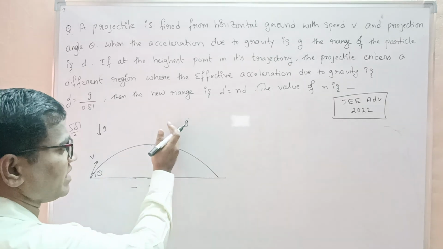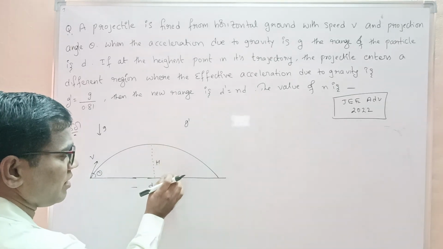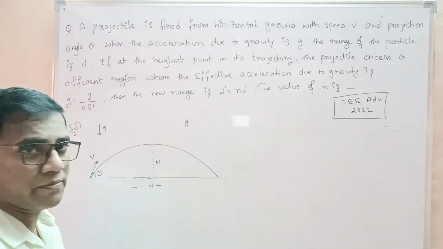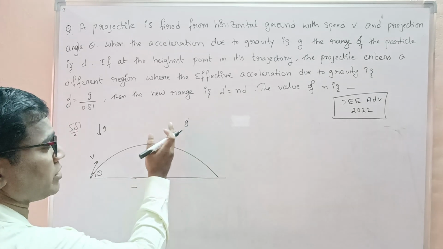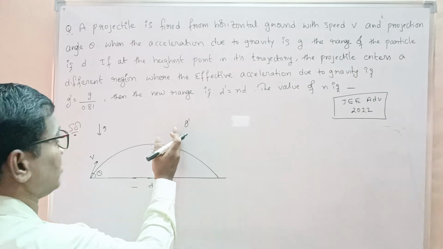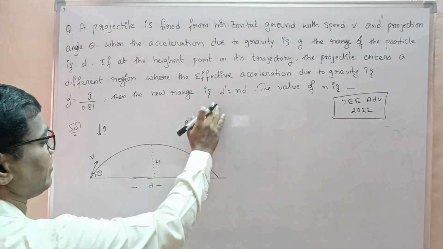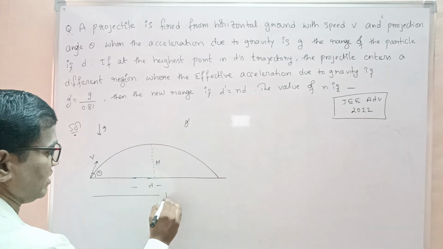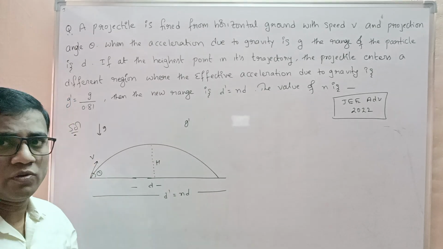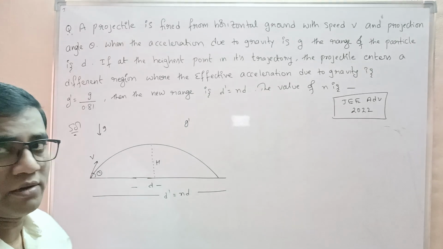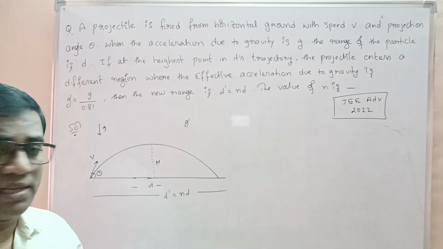When acceleration changes, then automatically the range will also change. That's why when it enters into the new region, the range is given as d dash, which is equal to nd. He is asking to find the n value. We can solve this one easily.